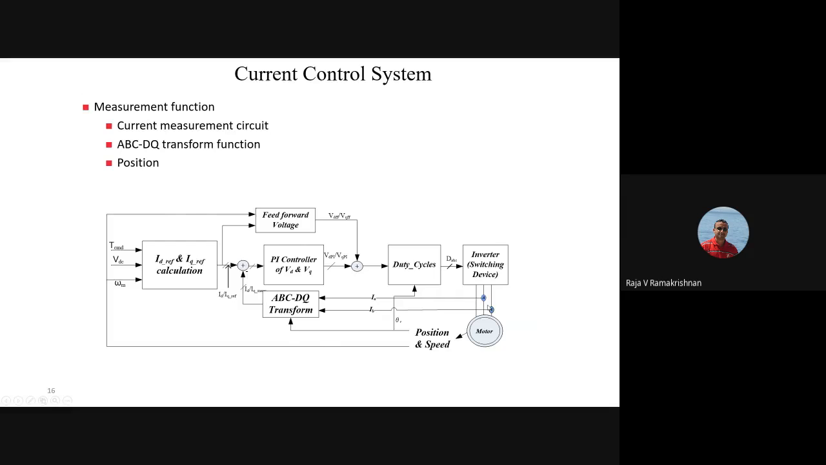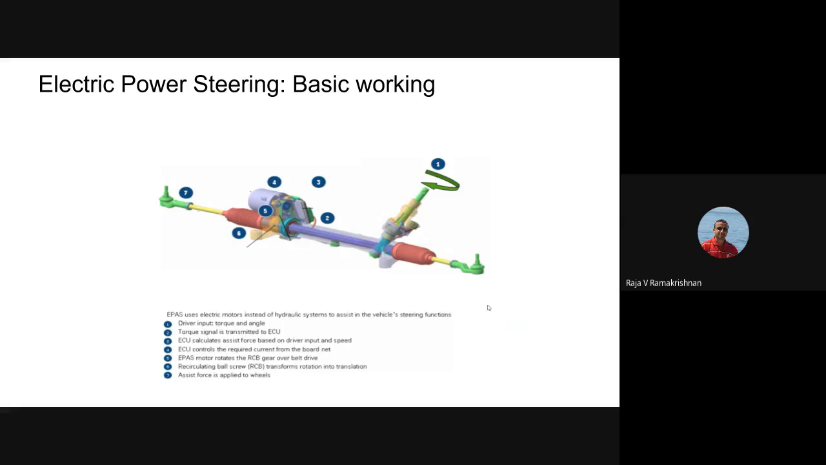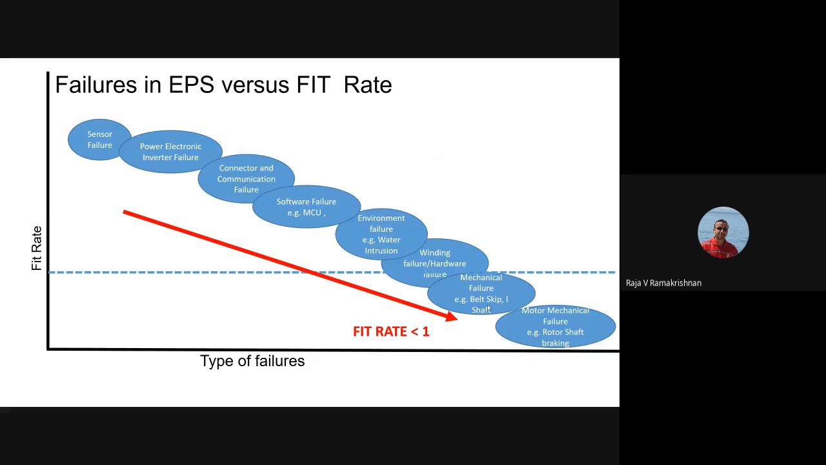As I showed you before, there's a belt between the motor shaft and the rack and gear that can slip from the motor. Then the motor torque won't be applied to the system. That's belt skip. And there's motor mechanical failure, which is like rotor shaft breaking.